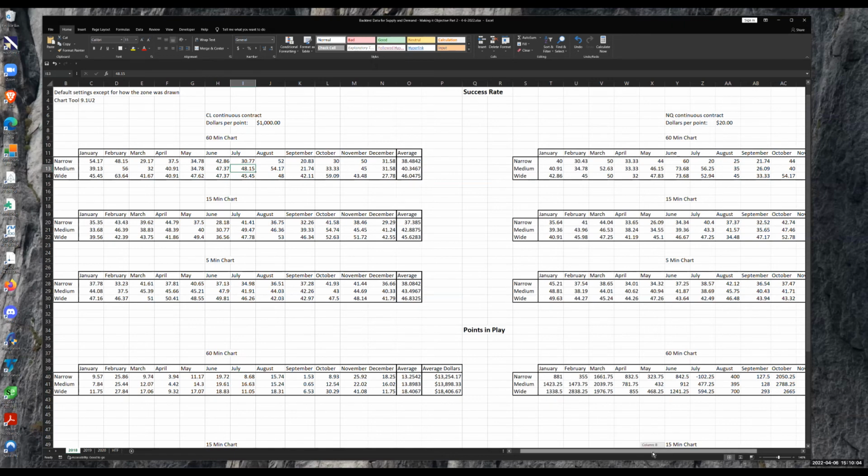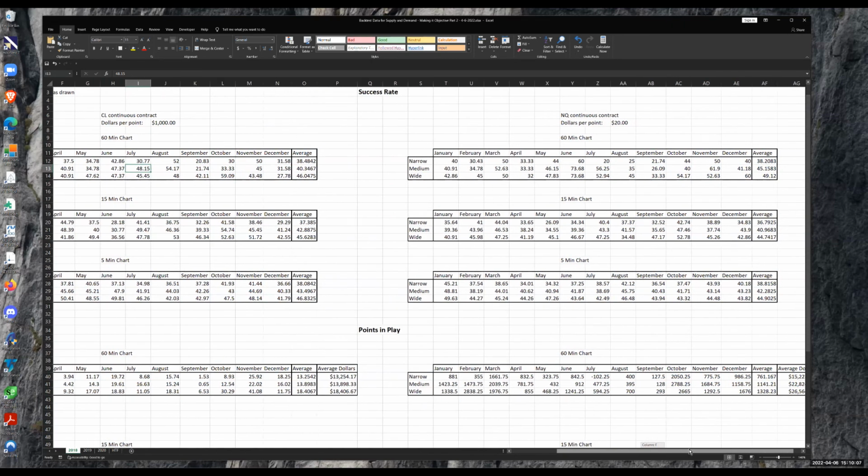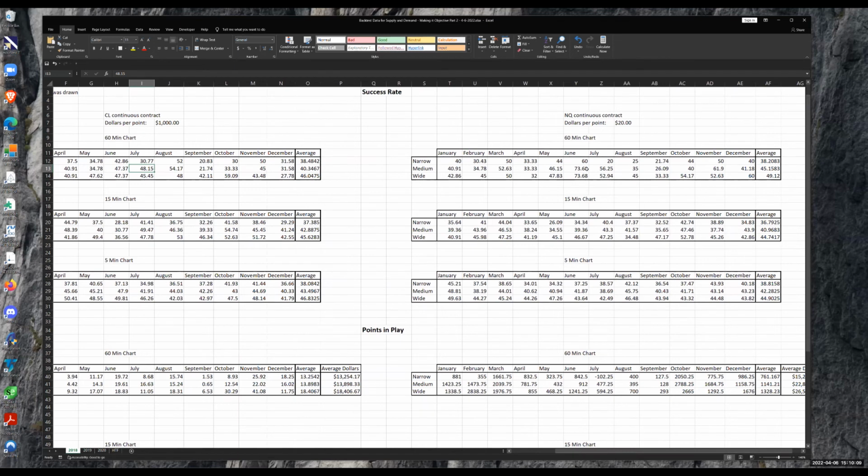Now, is this limited to just CL? No, we're going to look at NQ now. And NQ is a very different market than CL is. CL is oil. That's the futures contract for oil. NQ is the futures contract for the NASDAQ. Now, if we look over here, again, we see pretty much what we expect based on what we saw from oil, in that the wide zones perform better than the narrow ones, with the medium being in the middle.